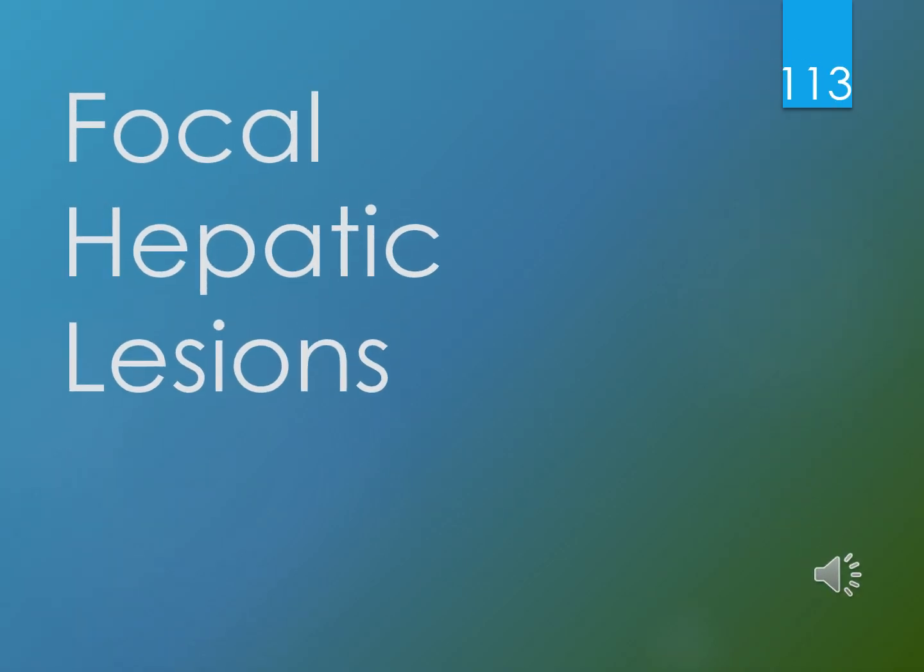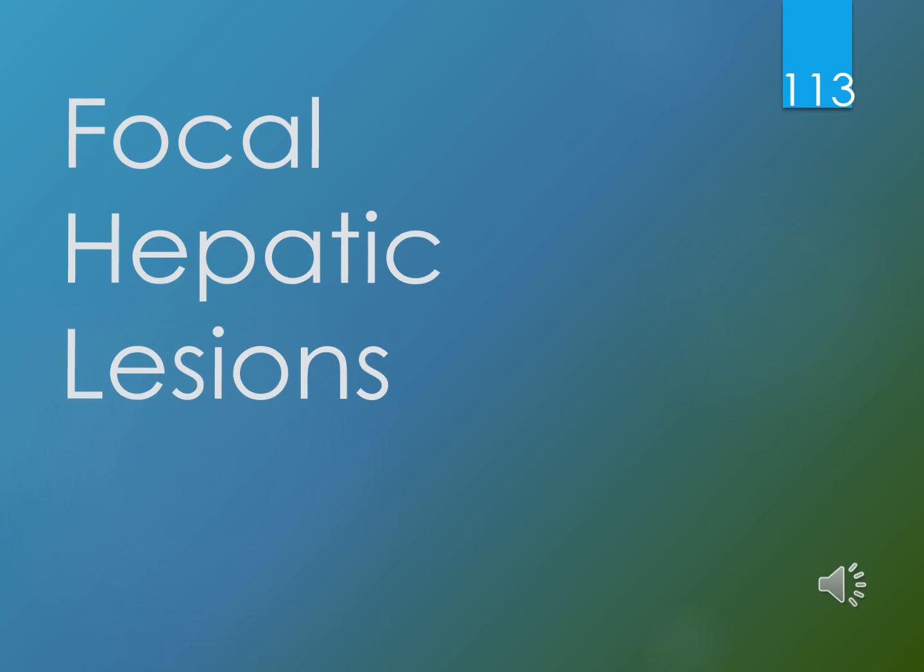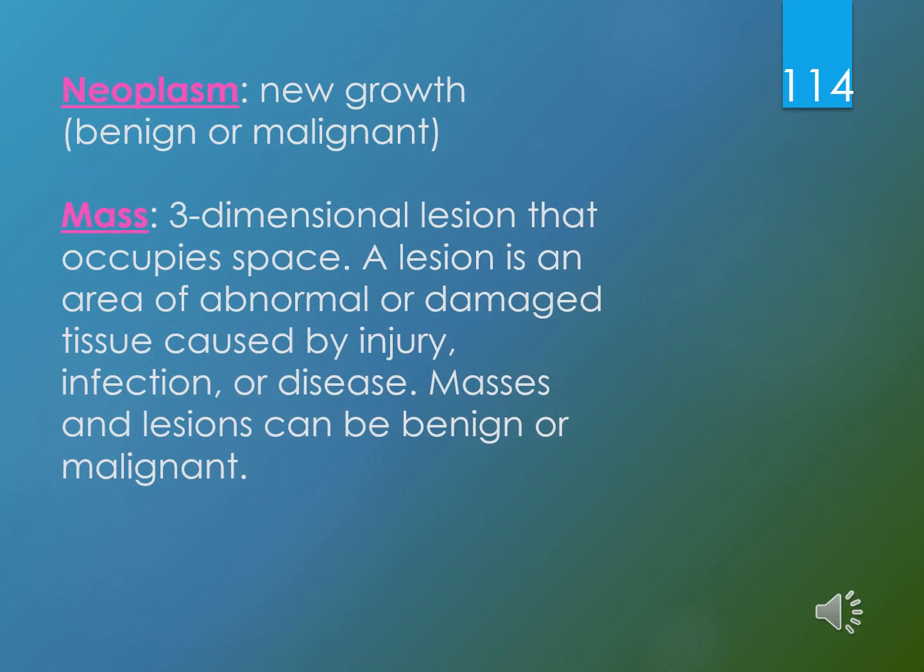Finally, moving on to focal hepatic lesions. First, we'll start with cysts, then we'll talk about benign, and then we'll talk about malignant. Neoplasm means new growth. That plas part you've also seen in hyperplasia. So plasia means formation. A neoplasm can be benign or malignant.